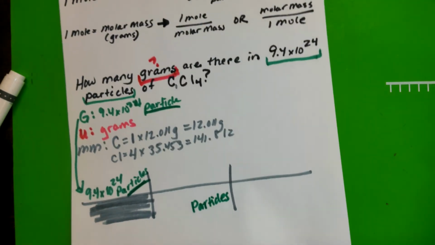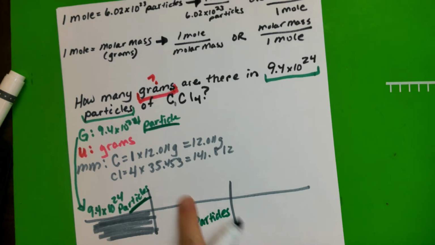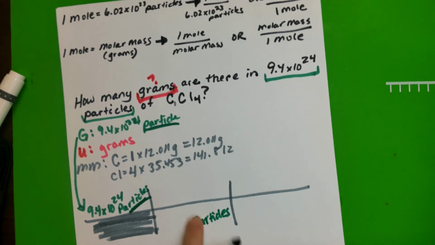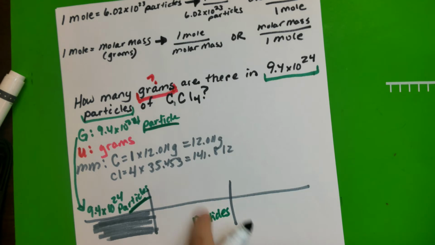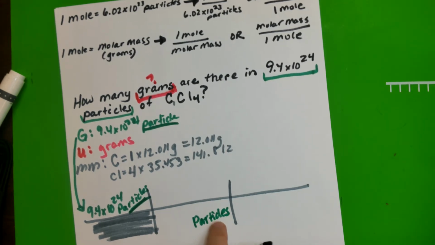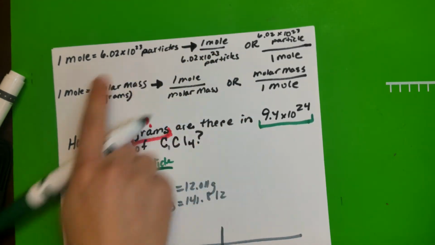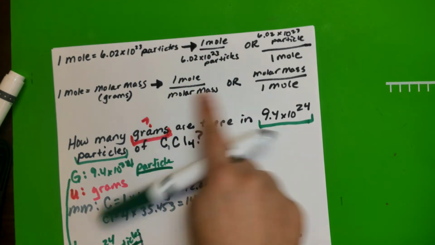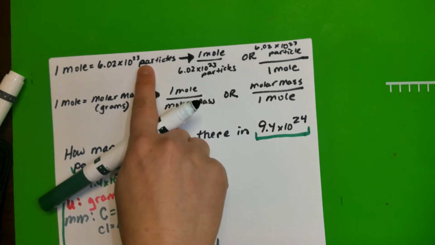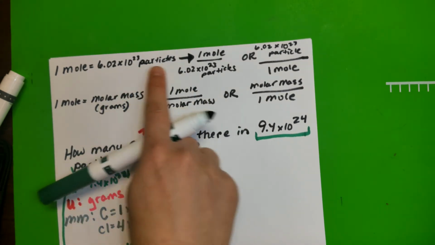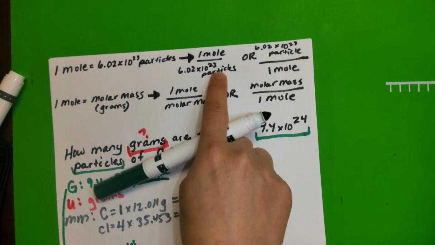Okay, so in here we have to decide what goes on the top and the bottom. So we need to look at our conversion. Particles is on the bottom, so we look for particles, which is the only one. This one doesn't have particles, so we're not going to use one of these. So it's this one. This was the one that has particles, so this is the one that goes on the bottom.